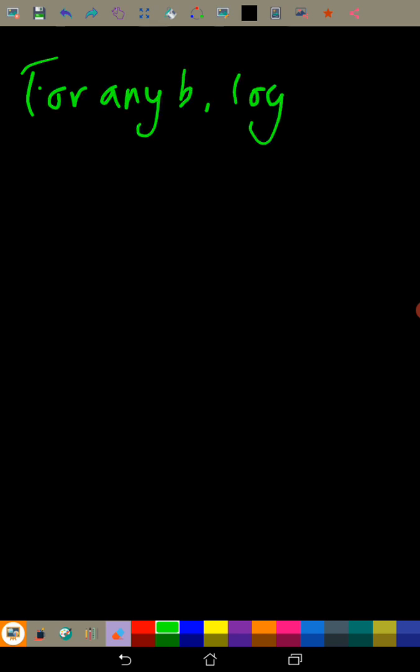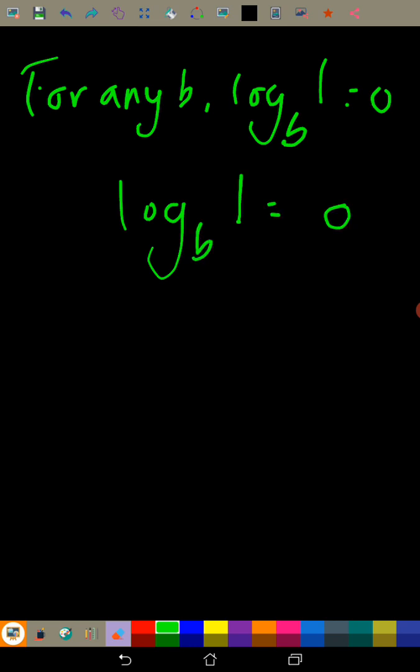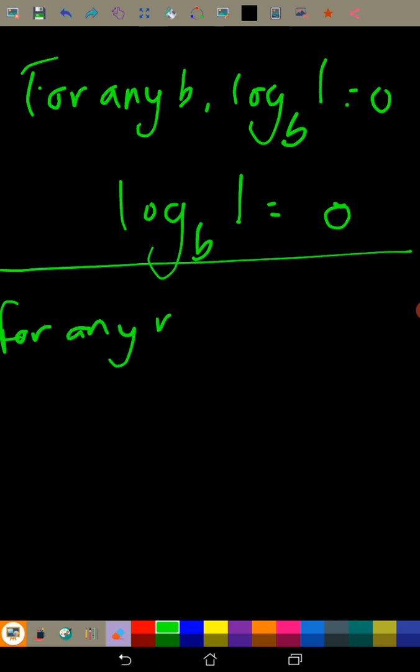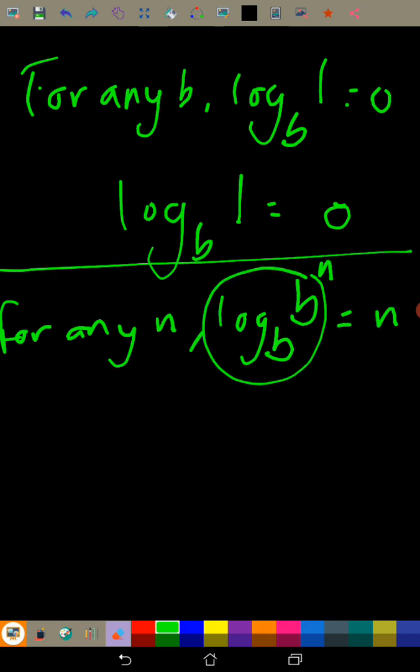And so these two special cases are worth remembering. For any b, log_b of 1 is 0. So for any base, if you have 1 here, it is 0. And also another important thing is, for any n, log_b of b^n is equal to n.